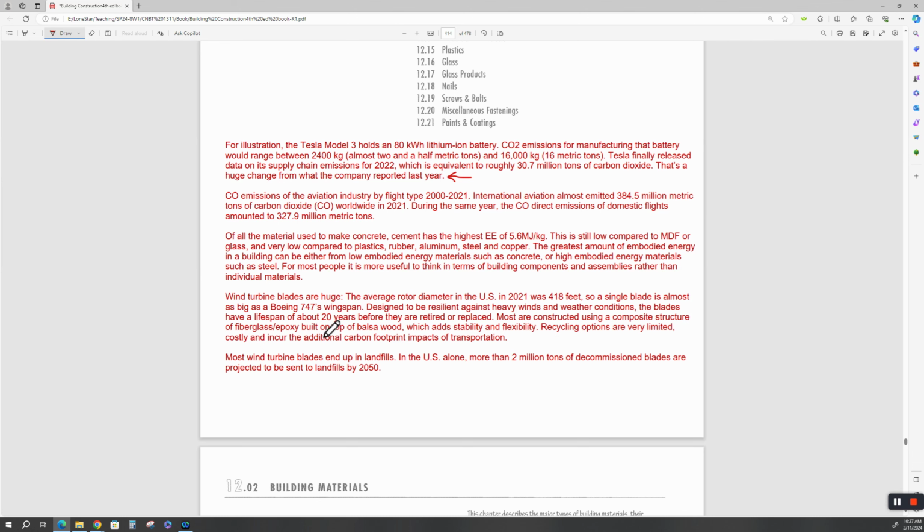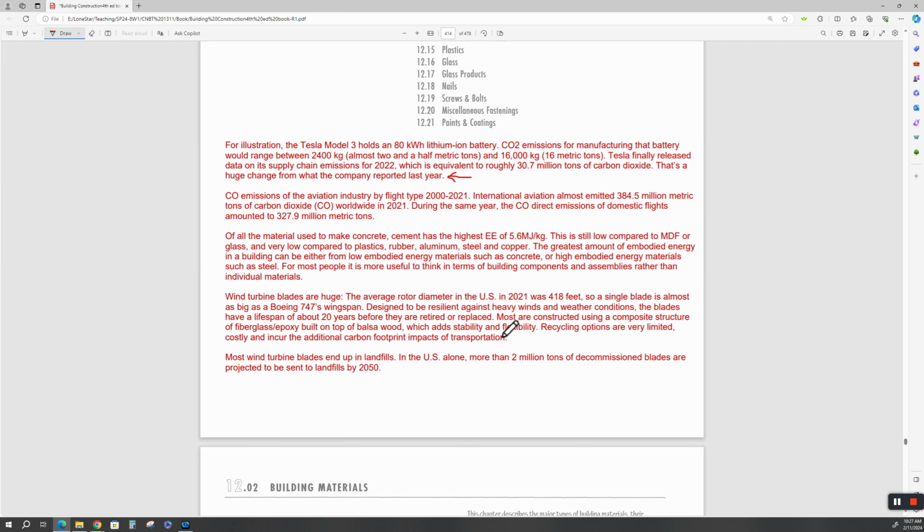Now, these things are made out of fiberglass, which is a thermoset resin. You can't remelt it and grind it up into plastic pellets like you can PVC or high-density polyethylene. You can't recycle it. So what do you do?